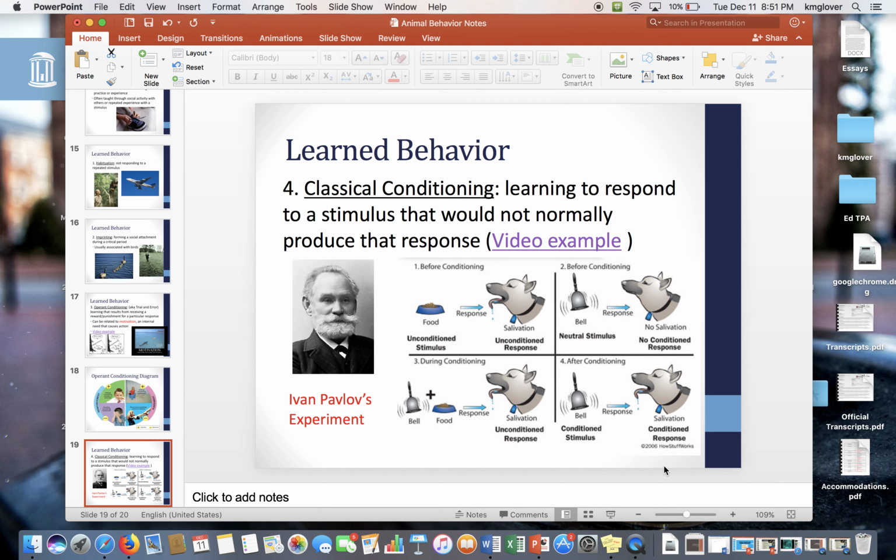That's learning to respond to a stimulus, like ringing a bell, that the dog would normally not respond to. Usually, if a dog hears a bell ring, it's not going to salivate, but because the bell rang before he was presented with food, when they would just ring the bell, he would start salivating. So those are learned behaviors. You only have 4 of them.